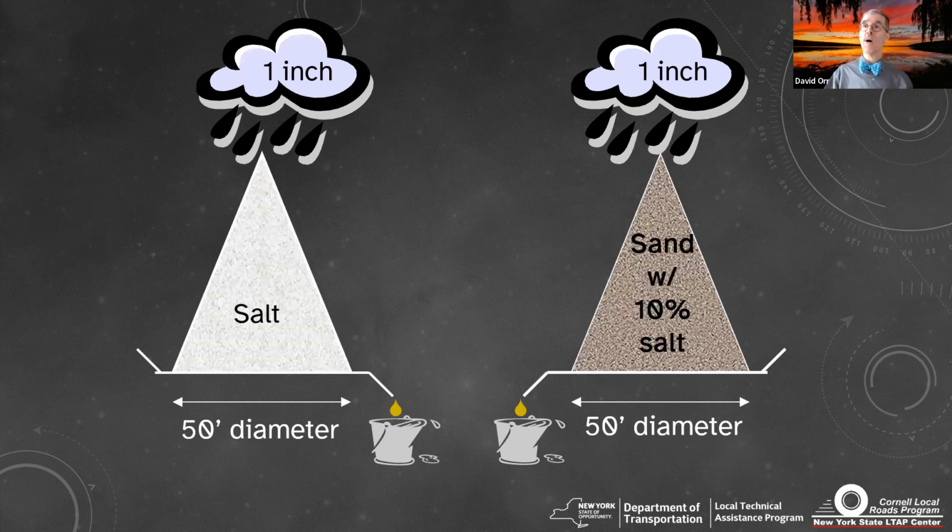So we now have 2 piles. One pile is pure salt, a 50-foot diameter pile. The other pile is 50-foot diameter, it's sand, and it's got 10% salt. And again, you don't need much more than that to keep it from freezing. In fact, you can probably get away with 5%. But let's use 10% salt.